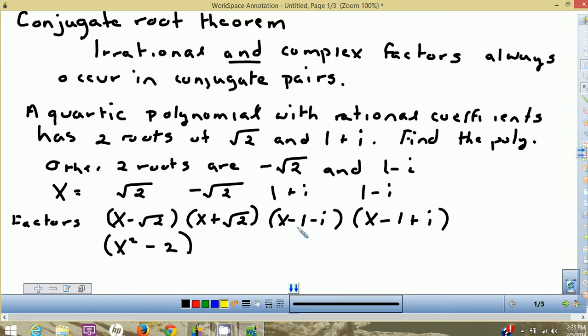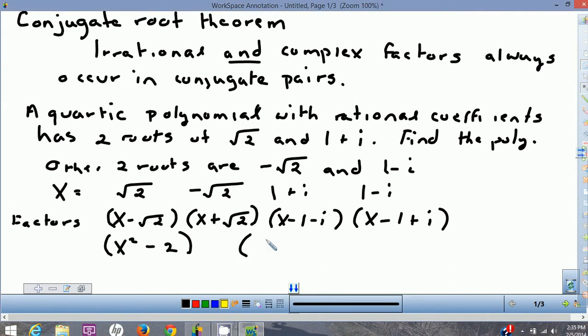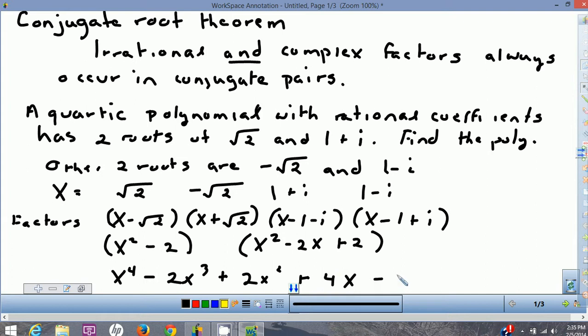And when I multiply x minus 1 minus i times x minus 1 plus i, if I do all the distribution there, I get x squared minus 2x plus 2. And then I'm going to have to do the distribution to multiply those together. The polynomial then turns out to be x to the 4th minus 2x cubed plus 2x squared plus 4x minus 4. And I've got 4 zeros of the polynomial, the zeros being square root of 2, negative square root of 2, 1 plus i, and 1 minus i.